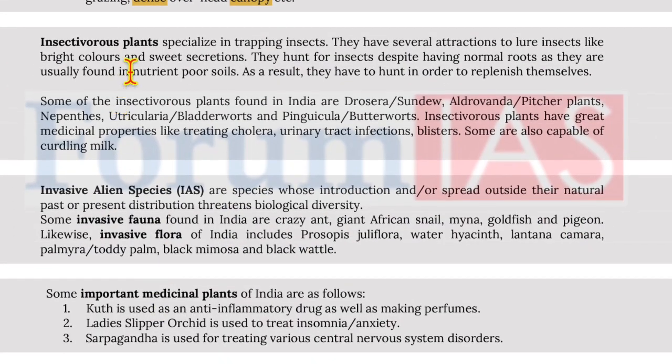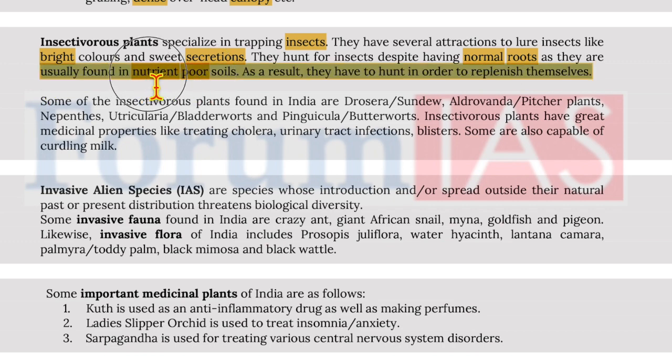Now, moving on to insectivorous plants, they specialize in trapping insects. They have several attractions to lure insects like bright colors and sweet secretions. They hunt for insects despite having normal roots, as they are usually found in nutrient-poor soils. As a result, they have to hunt in order to replenish themselves. Now, some of the insectivorous plants found in India are sundew, aldrovanda, pitcher plant, and a few others. Insectivorous plants have great medicinal properties like treating cholera, urinary tract infections, blisters. Some are also capable of curdling milk.